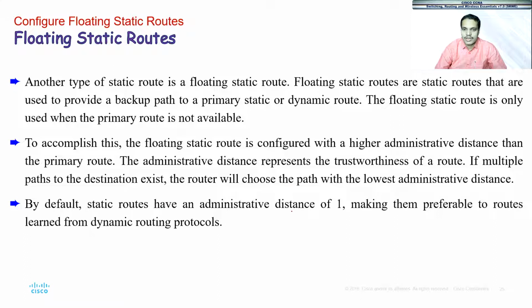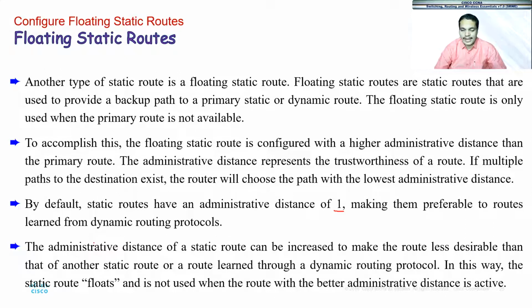So by default, static routes have an administrative distance of 1, making them preferable to routes learned from dynamic routing protocols. Dynamic routing protocols usually have an administrative distance of 110. I have shown you the table in my earlier module. So this is how you use it and how you specify it. The technique behind this is that the static route floats and is not used when the route with a better administrative distance is active. Only when something happens to the primary path does this floating static route come into play.